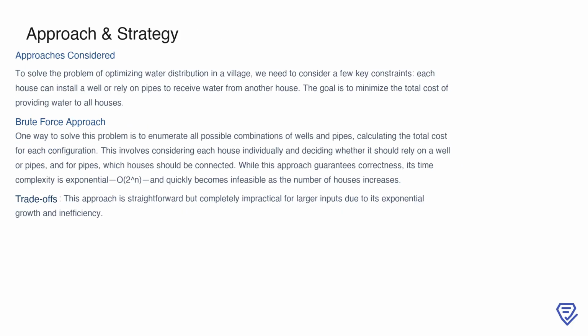To tackle the problem of optimizing water distribution in a village, we need to focus on the two available options for each house, either installing an individual well or relying on pipes to connect to another house. The objective is to minimize the total cost of providing water to all houses. One straightforward approach to solve this is brute force. Here, we would enumerate all possible combinations of wells and pipes, calculating the total cost for each configuration. Essentially, this involves analyzing each house and determining whether it should depend on a well or pipes, and for pipes, deciding which houses should be connected.